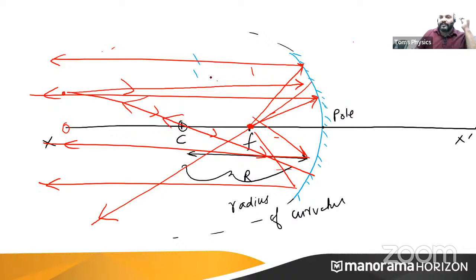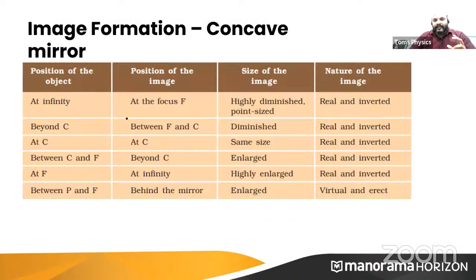Okay, so let's continue. So we have understood the two different types of mirrors. We understood the difference between the converging rays and the diverging rays, the difference between a virtual image and a real image. Let's analyze the different cases for this type of mirror. So these are the cases. The position of the object is at infinity. If the object is at infinity, then the image will be at the focus of the mirror.